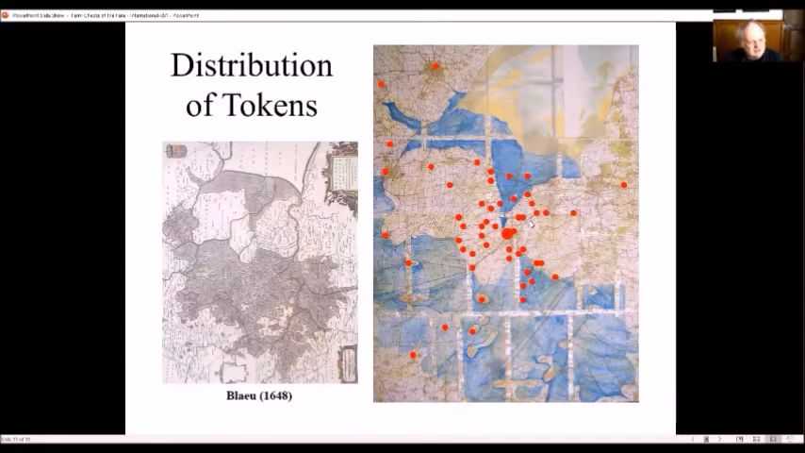So the distribution of the tokens. So another early map from Blau in 1638, again similar to the Vermuyden map. We've got the wash, the tidal area, and the drained area. And what we find is that if you plot a map, it's not a very good one, sorry about that, with a red dot for every token issuing location, we find that almost all of the token issuing farm addresses are actually on the slightly higher ground.